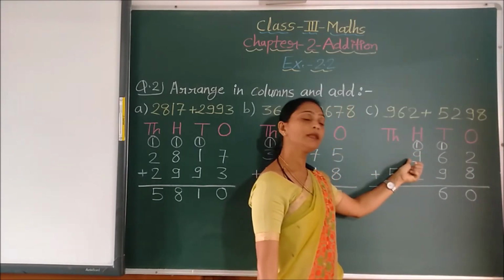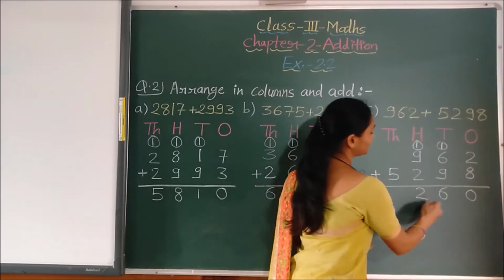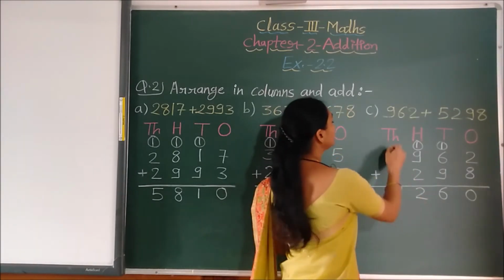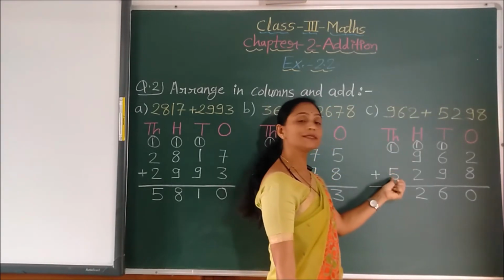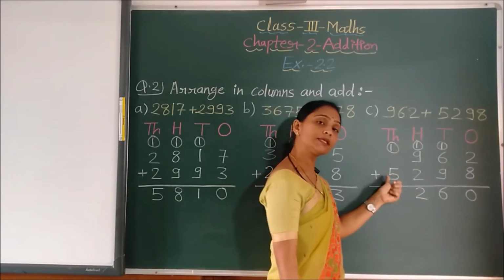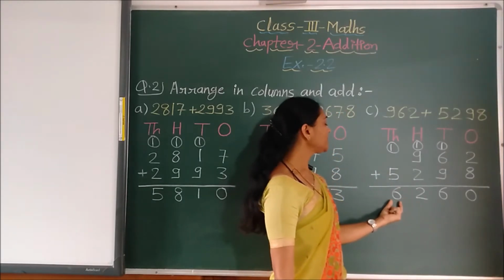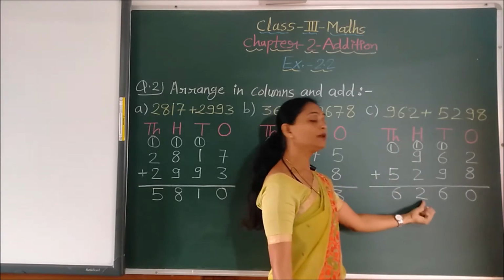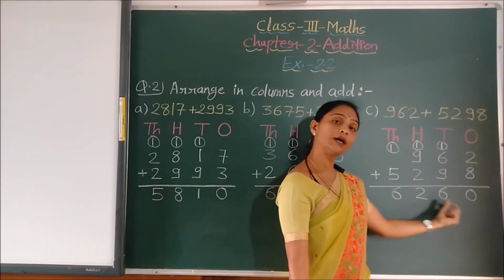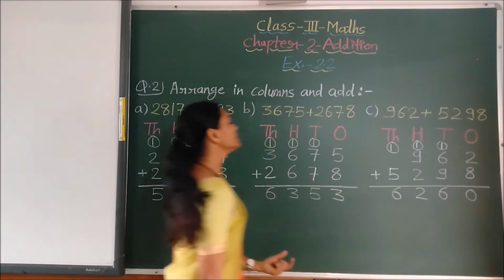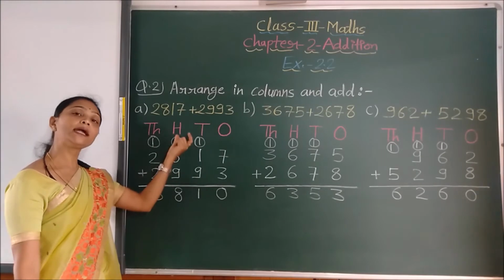1 plus 9, 10, and 10 plus 2, 12. So we have to write here 2. Now 1 carry over on the thousands place. So 1 plus 5, 6. So here we got 6. So this number is 6,260. So this way you may arrange the numbers in columns and add.